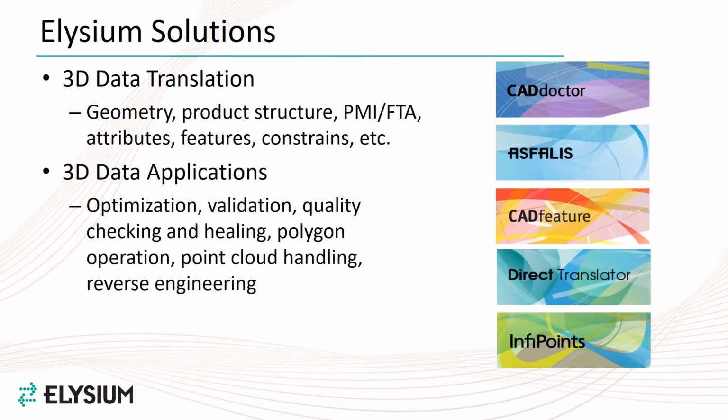Within our solutions, we support much more than just geometry translation. We maintain product structure, support 3D PMI or annotations. We can support attributes. We do have feature-based translation capabilities as well. Beyond what we can translate, we also have optimization and simplification tools. The validation solution I mentioned, you can validate translation or track engineering changes. Quality checking and healing, not just checking the quality of a translation, but checking the quality of data for downstream purposes. We have polygon operations and healing, and then of course point cloud handling with InfiPoints that we'll be getting into more today.